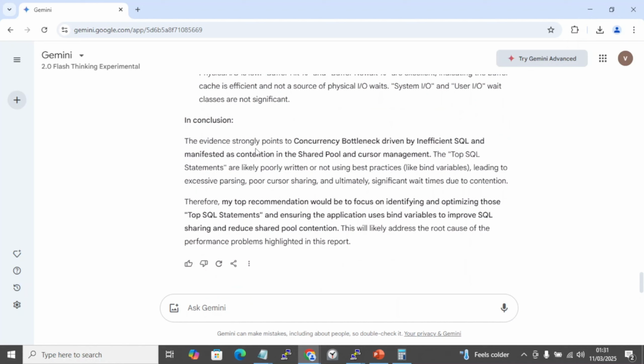In conclusion, the evidence strongly points to a concurrency bottleneck driven by inefficient SQL and manifested as contention in the shared pool and cursor management. Top SQL is likely poorly written or not following best practice, leading to excess parsing and poor cursor sharing. The fix is to optimize those top SQL and use bind variables to improve sharing. Yes, absolutely, that's the right answer. But what are my mitigation measures?